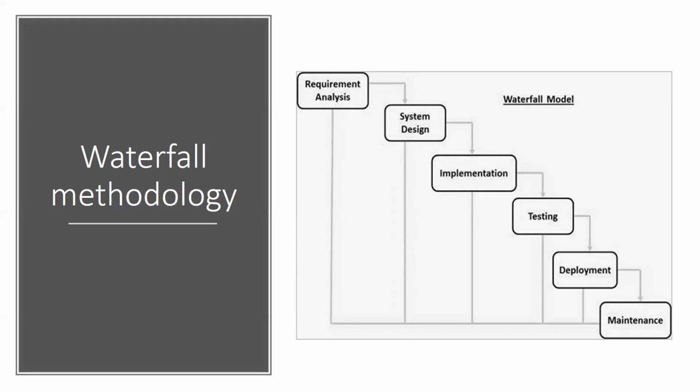So if you see in the diagram, there is a requirement analysis where we get the requirement from the customer, then system design, implementation, testing, deployment, maintenance. So the main drawback of this model was that once the application is in the testing stage, it is difficult to go back and change something that was not well thought out in the requirement.